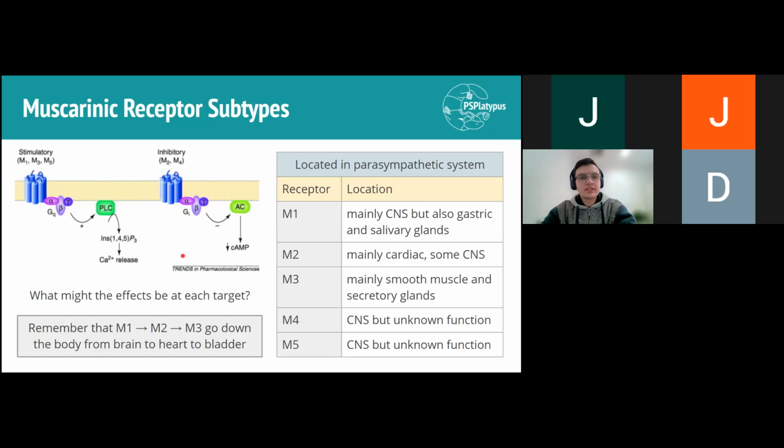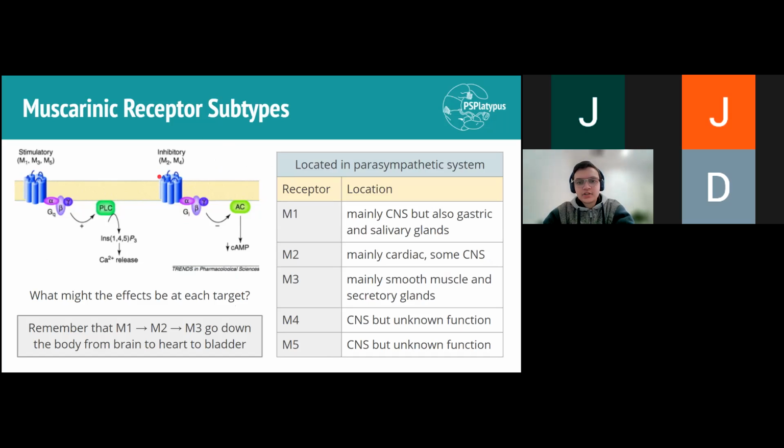Now, here's a good summary slide for your revision. When you're thinking about the different subtypes of receptors, there are generally 5, and there's probably going to be more discovered. But for now, we're thinking about 5 main receptors. And if you want a nice way to summarize all of them, just remember that M1, M3, and M5, so all the odd numbers basically, will generally have more stimulatory effects. And M2 and M4, the even numbers, will have more inhibitory effects.